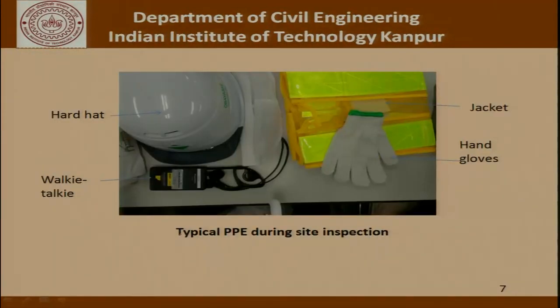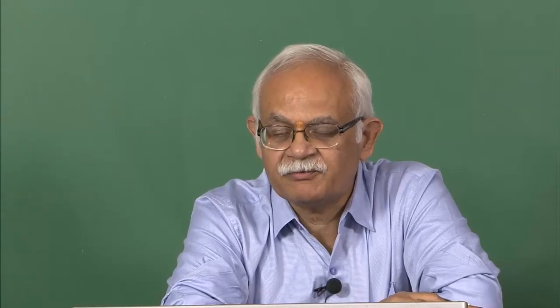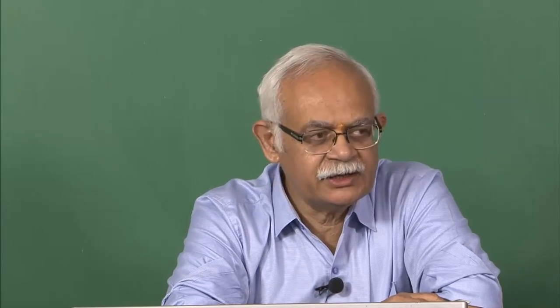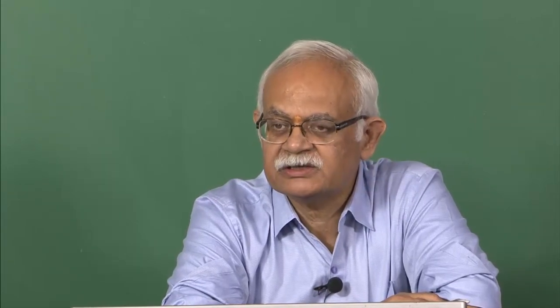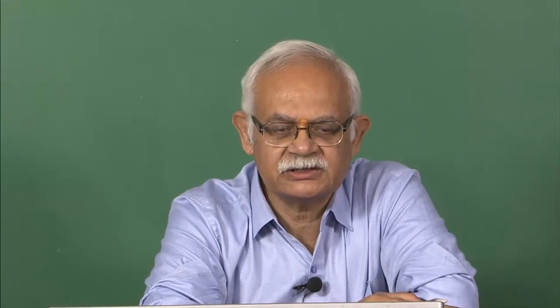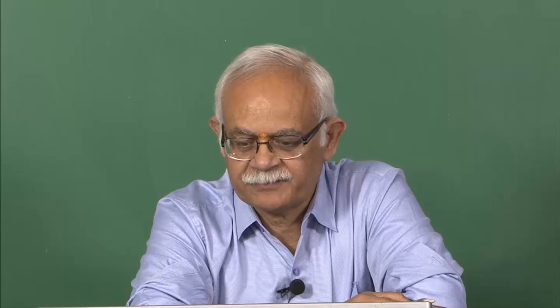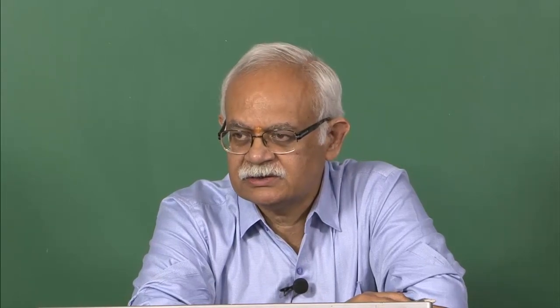Now, this is just an example of what a good site would do even when somebody comes for a site inspection or a visit. Something like a hard hat, a jacket, hand gloves, and a walkie-talkie is part of a kit that is kept ready for all the visitors. These visitors come, take this, and wear this on their person before they go to the site. Usually, there has to be a small pep talk which trains or educates the visitors as to how to handle these equipments or how to handle any of these gear.